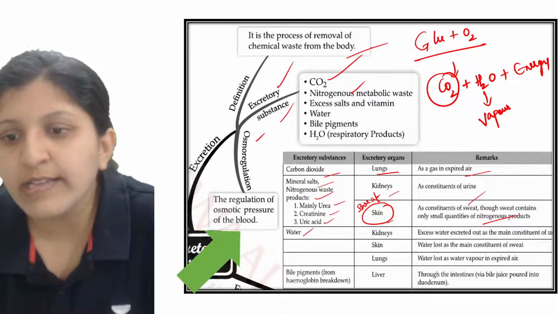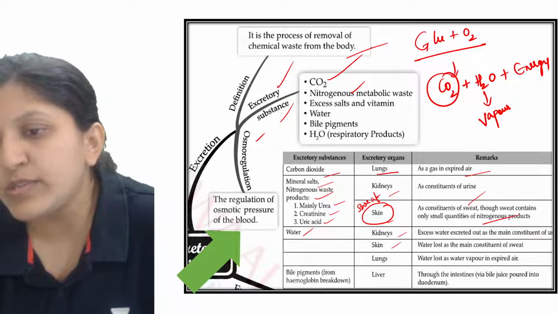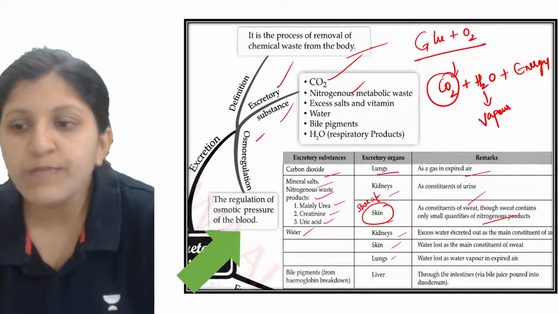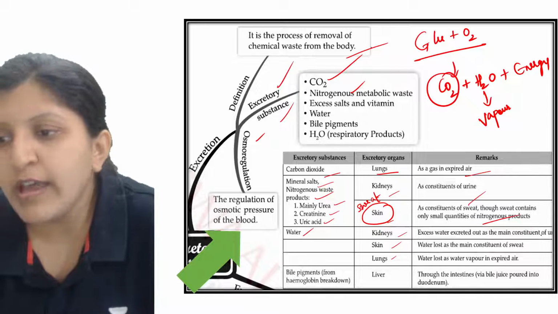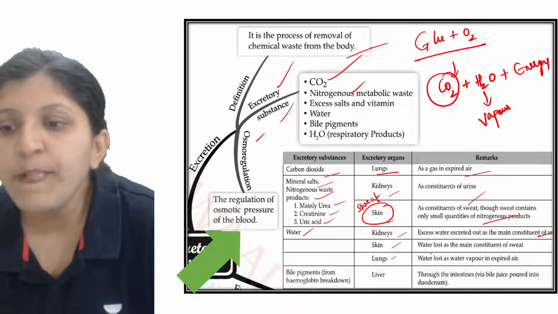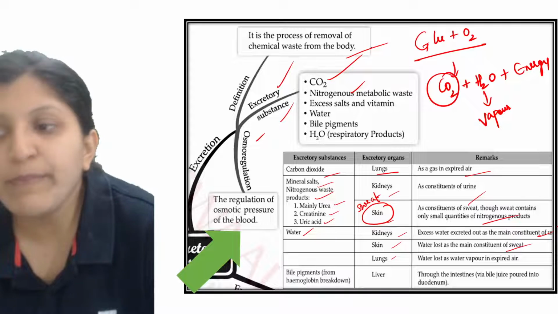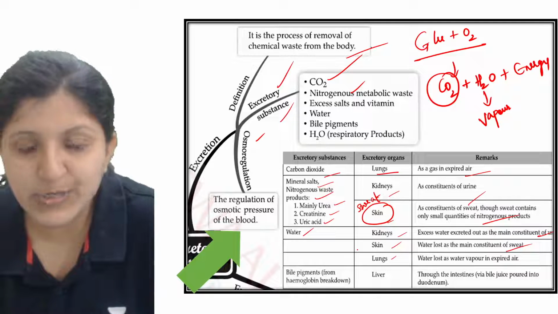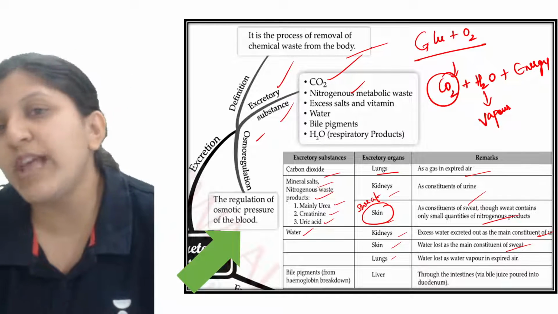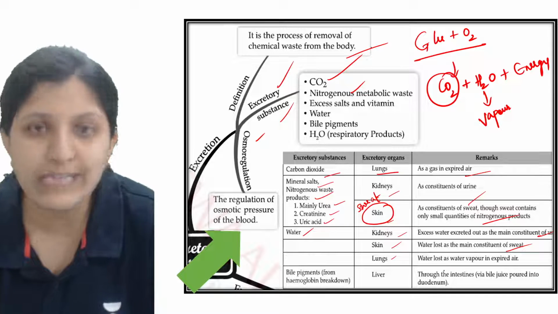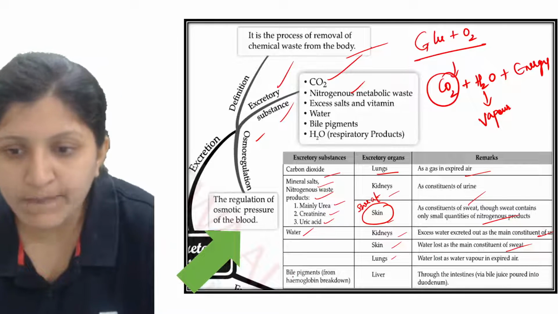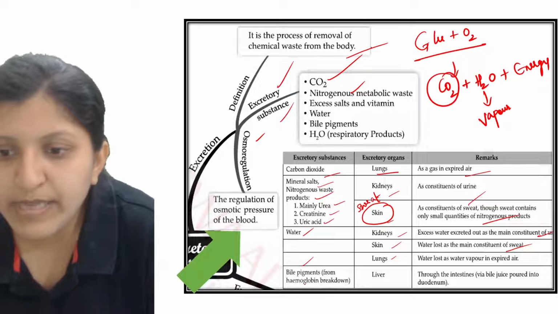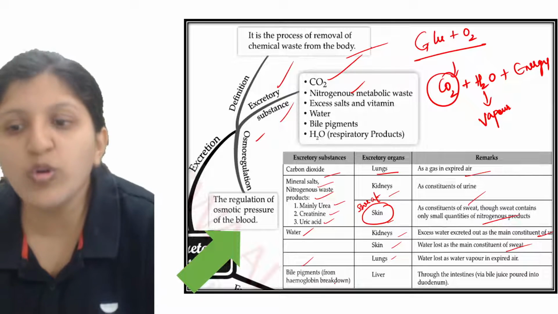Other than that, water is lost through the kidney, through the skin as well as through the lung. Excess water is lost as the constituent of urine. Water is lost as the main constituent of sweat through the skin, and in case of lungs it is the water vapor that is lost in the expired air. Then you can find bile pigments, which come from hemoglobin breakdown.